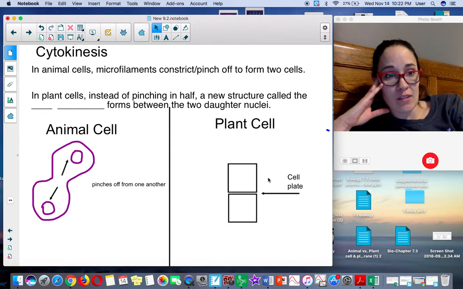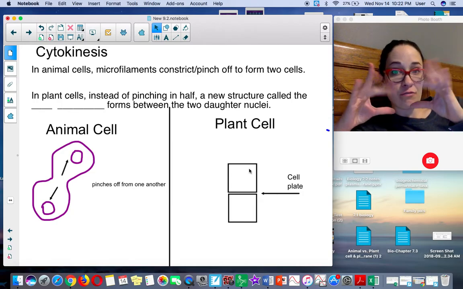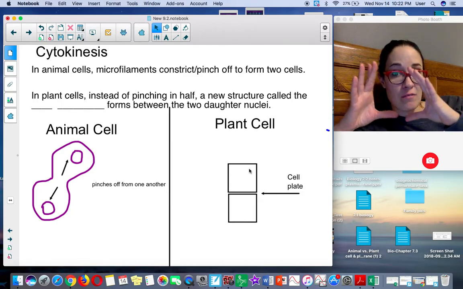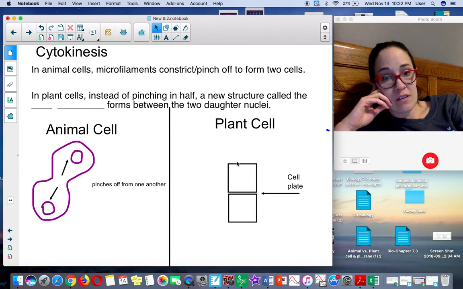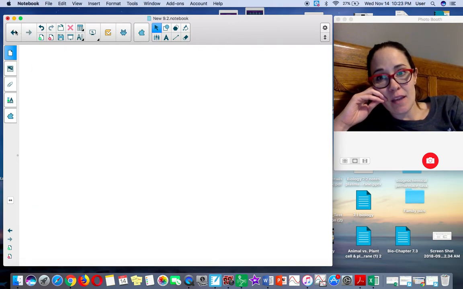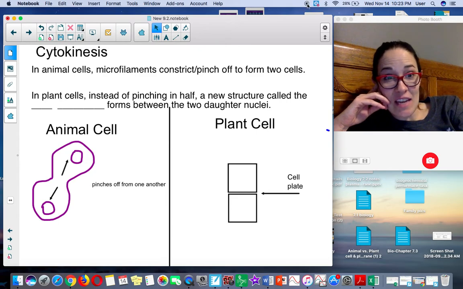In plant cells, it does it differently. The cells are not as flexible. Instead of pinching off, plant cells are more boxy because of the cell wall, so it forms a wall called a cell plate between the two daughter cells, a cell plate. And that's the end of 9.2.